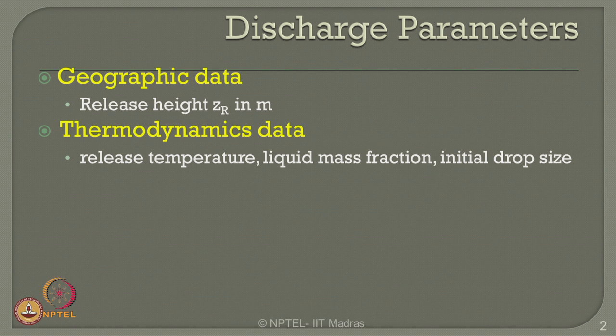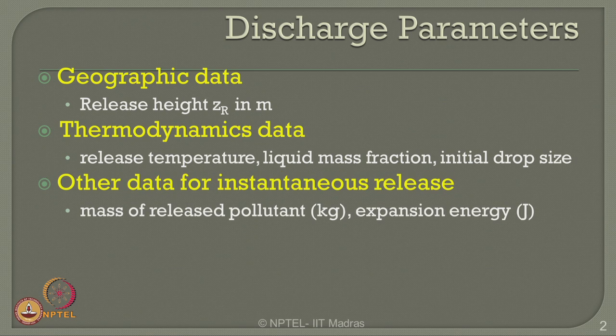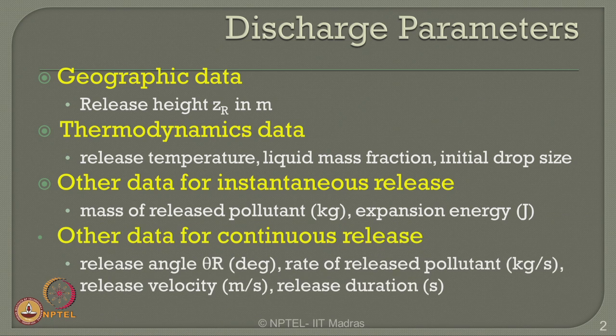The next set of data we must require is the thermodynamics data, which includes the release temperature, the liquid mass fraction which is getting released or discharged, and the initial drop size. The other data for instantaneous release are also required, like the mass of the released pollutant in kg and the expansion energy in joules. Other data required for continuous release could be the release angle, the rate of released pollutant, and the release velocity and its duration.